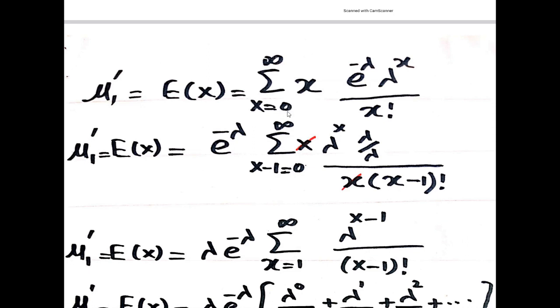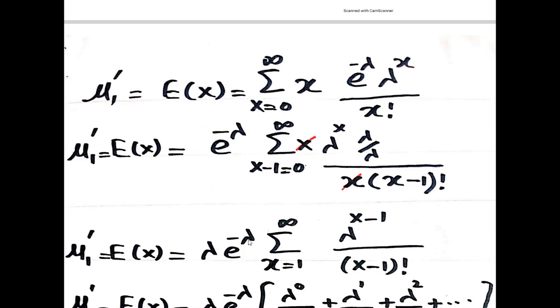We delete 0. So for lambda power x, here we multiply and divide by lambda. When we multiply and divide by the same number, it has no effect. Mathematically it has no effect on the equation. So I multiply and divide with lambda. Expand the factorial x into x times x minus 1 factorial. Cut this x with this x. Take lambda outside the summation sign.